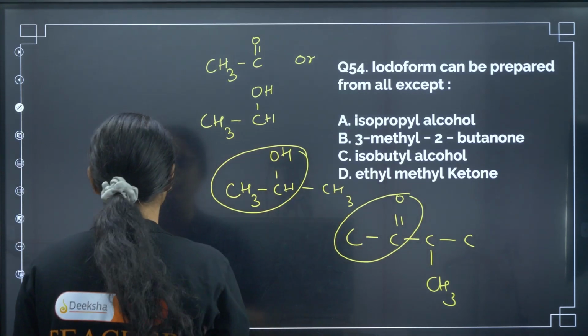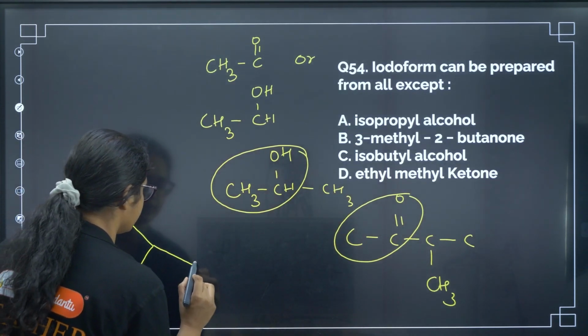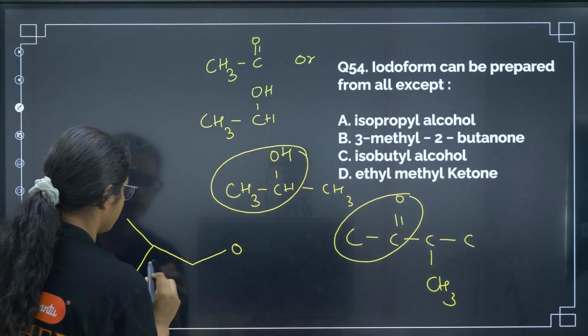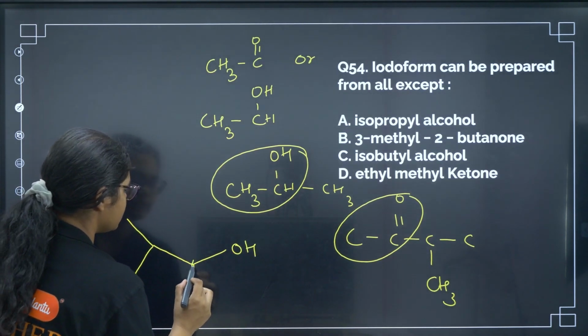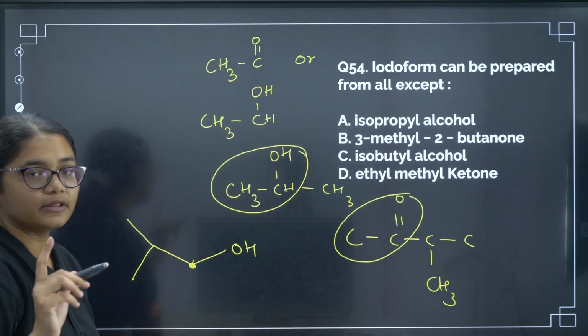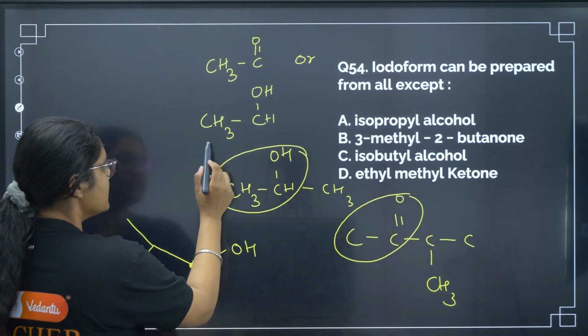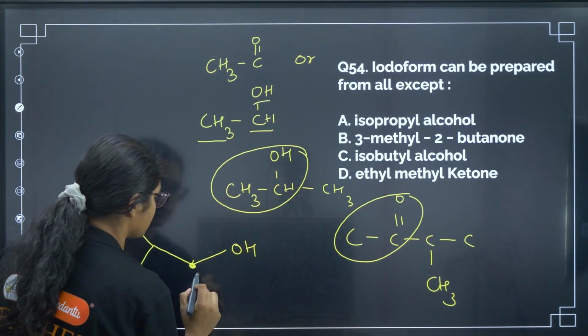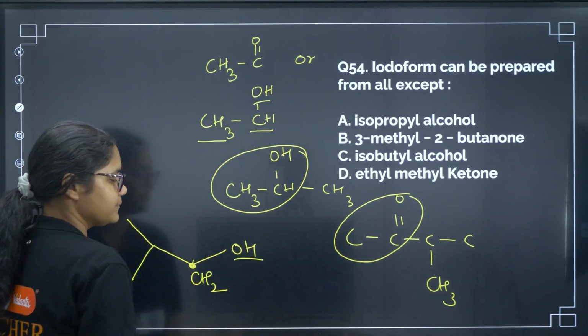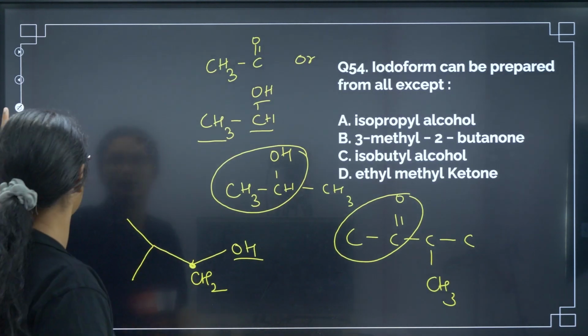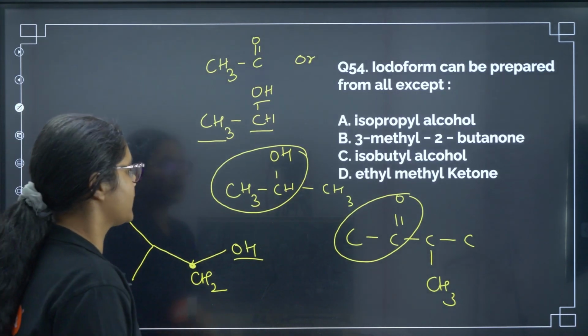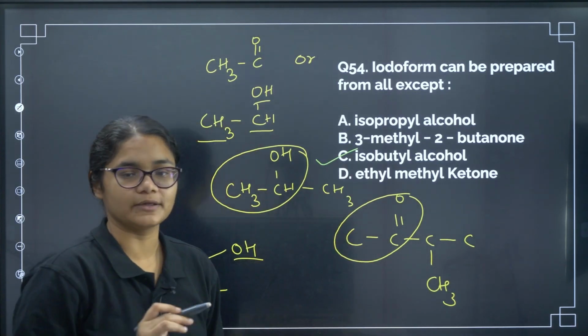Now if you see isobutyl alcohol, this is the structure, 1, 2, 3, 4 and 5, right? So you see this group cannot show you the iodoform reaction because what I need is CH3CHOH. This is what? CH2OH, right? So this compound will not show the iodoform reaction. So the correct answer for this question will be option number C.